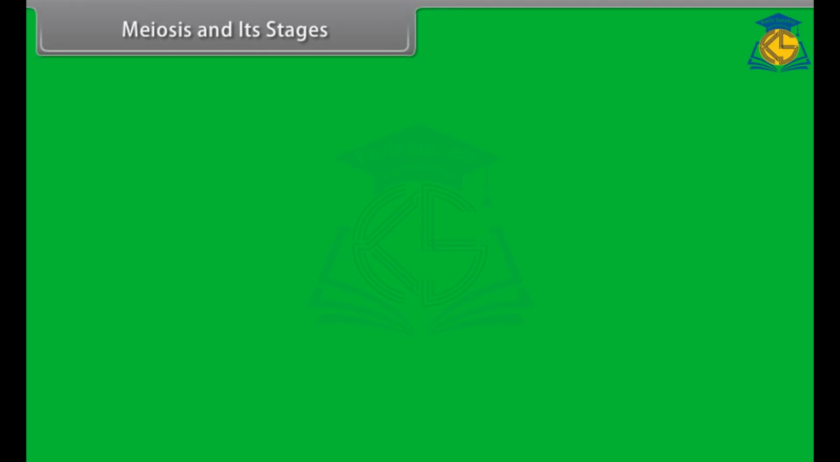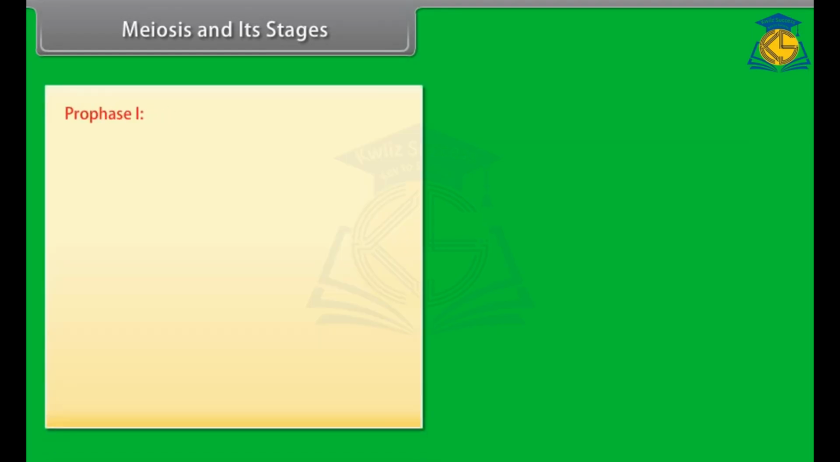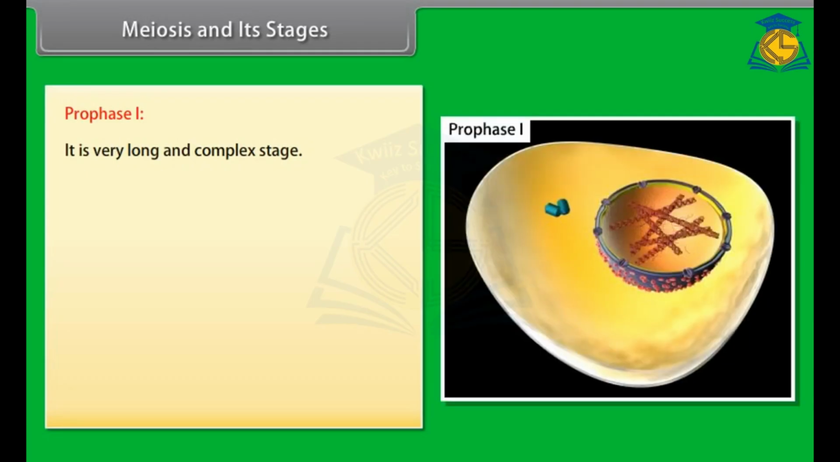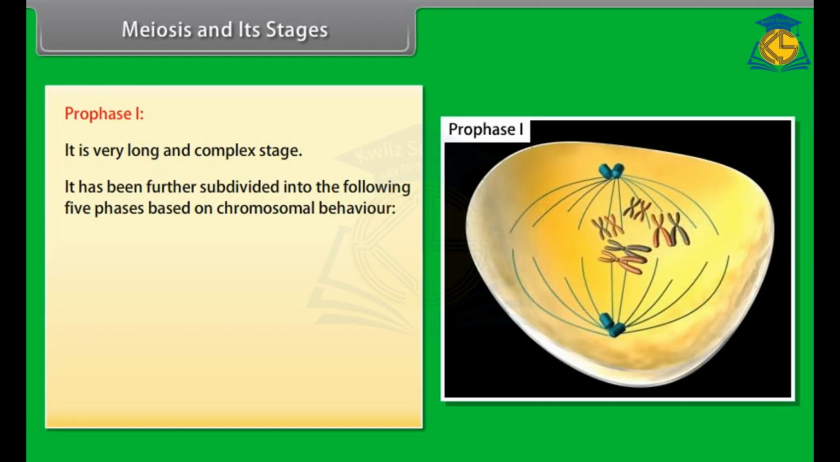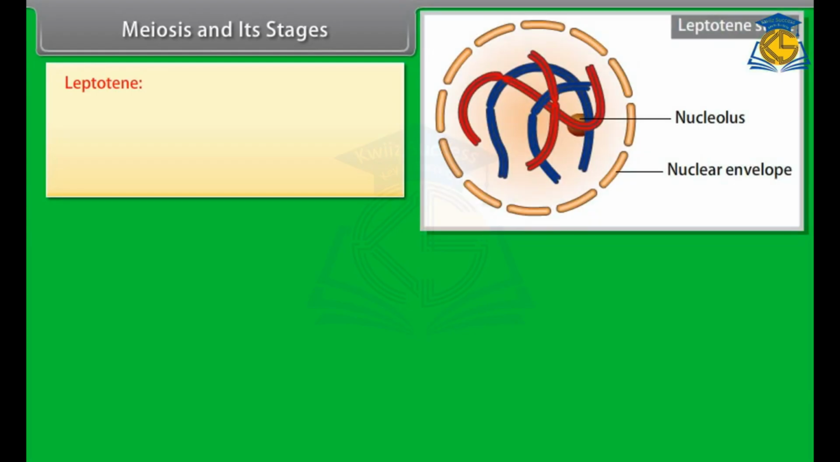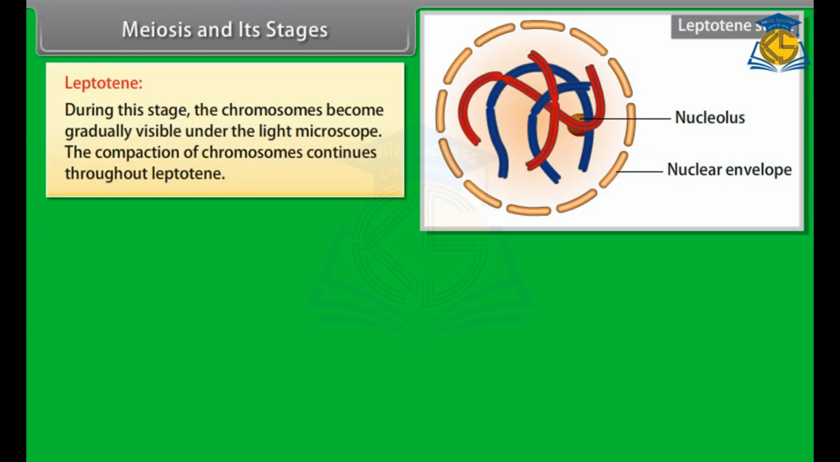The first stage of meiosis I is prophase I. It is very long and more complex in comparison to the prophase stage of mitosis. It has been further subdivided into the following 5 phases based on chromosomal behavior, that is leptotene, zygotene, pachytene, diplotene, and diakinesis. During the leptotene stage, the chromosomes become gradually visible under the light microscope.